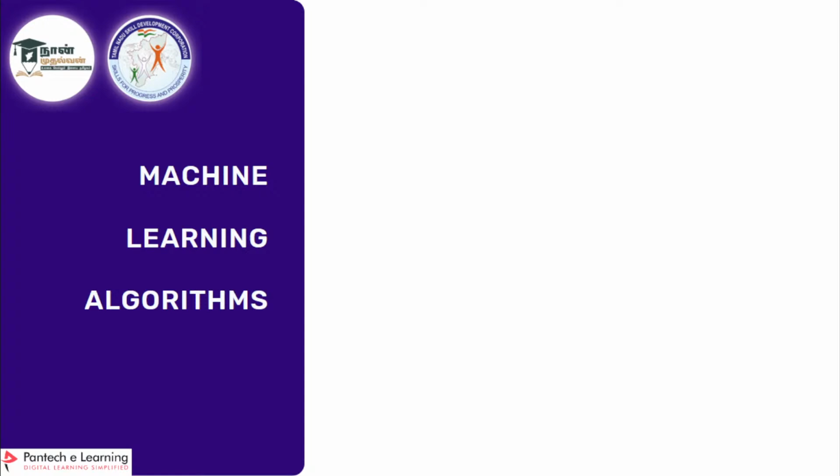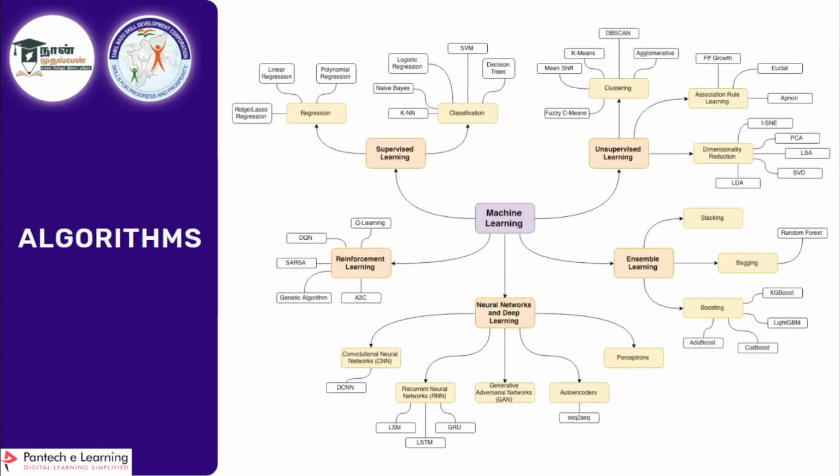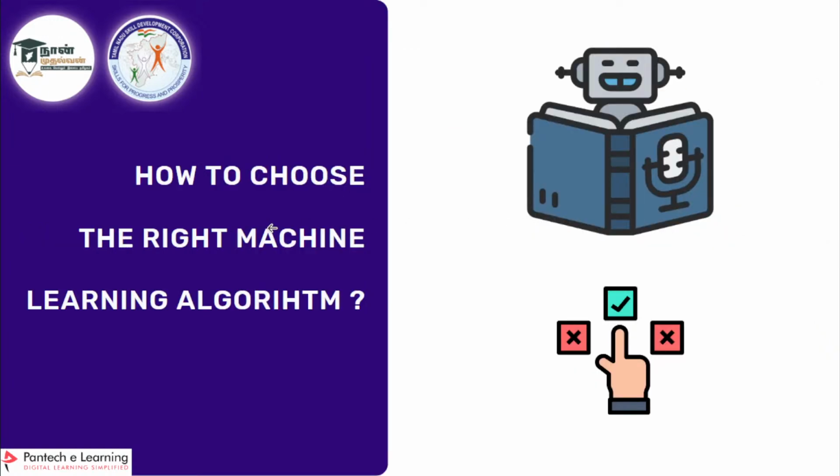Regarding machine learning algorithms, if you want to start, there are many algorithms available. See here, each of these things is an algorithm. So the question comes, how to choose the right machine learning algorithm? Now we are going into algorithms and we are going to decide how to choose the right one.